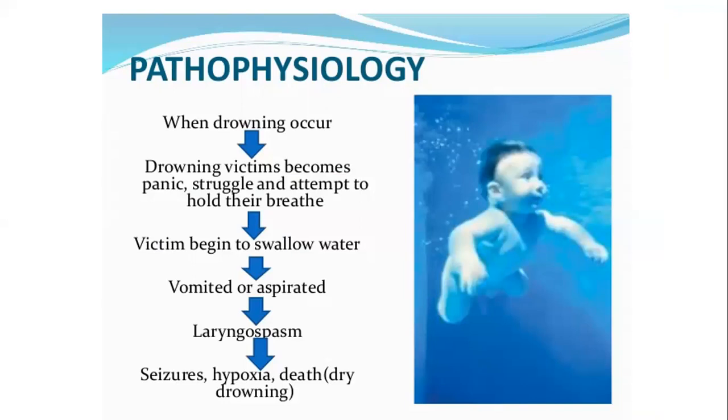So this is pathophysiology. The drowning victim becomes panicked, struggles, and attempts to hold their breath. This is the reason why when you drown, you develop this panic, struggle, attempt to hold your breath. Actually, they begin to swallow water, and then the patient vomits or aspirates, and then develops laryngospasm. As a result, the patient may develop seizure, especially children. The patient becomes hypoxic, and finally the patient dies. This is dry drowning. So this is when you struggle. Therefore, when you get drowned, don't panic, don't struggle, relax. Sometimes people are trained to swim, and yet when they drown, they panic. This will happen.